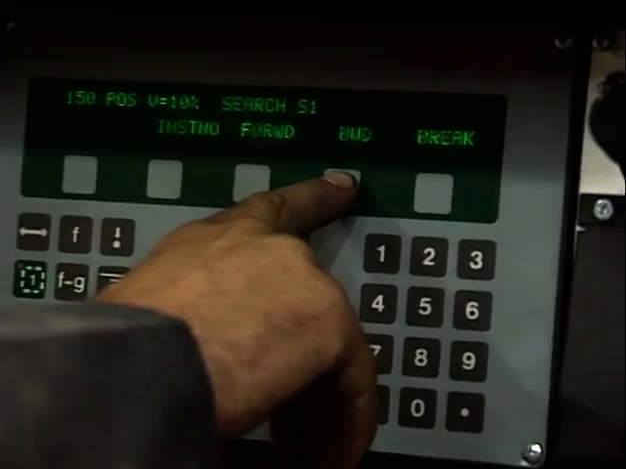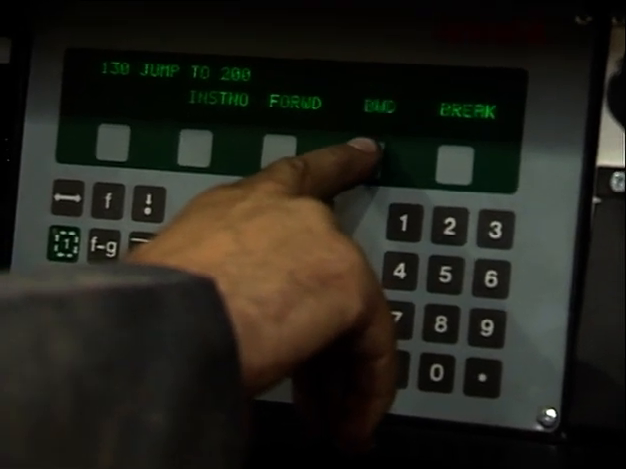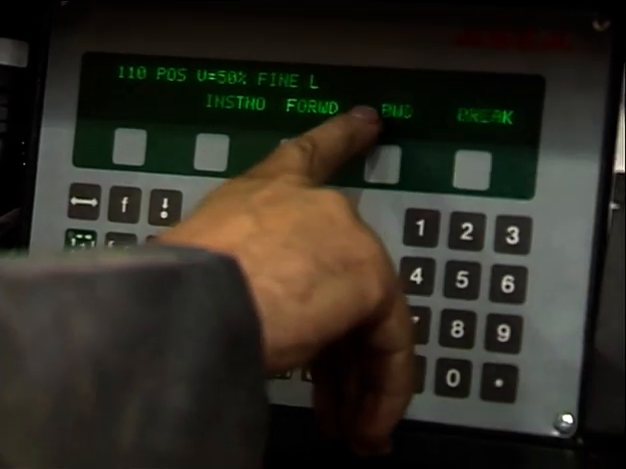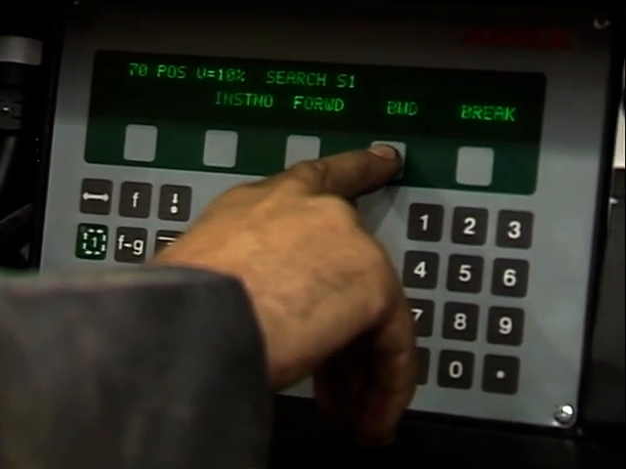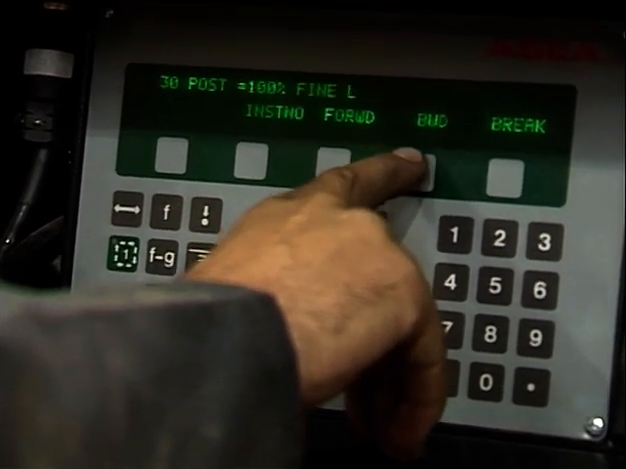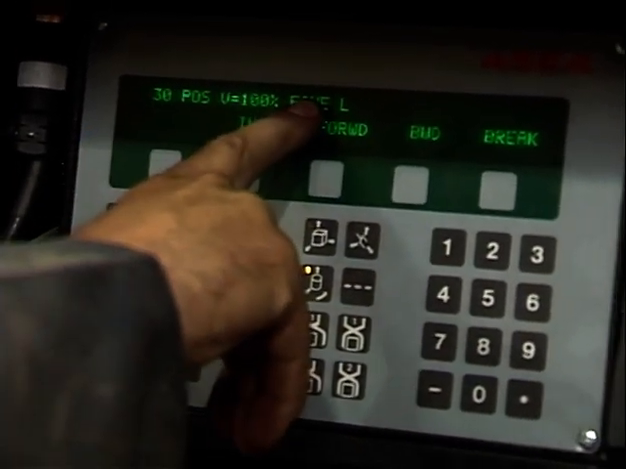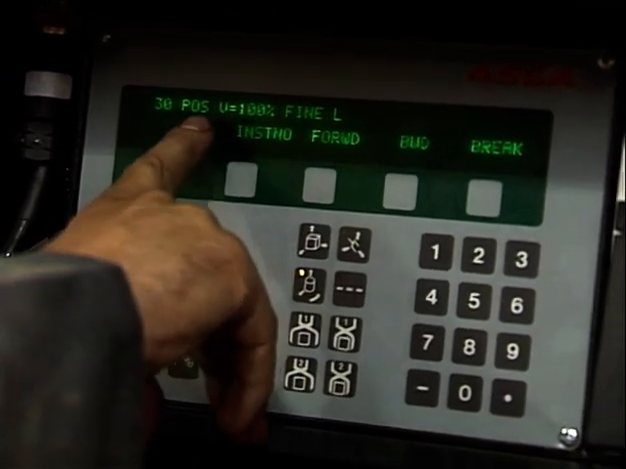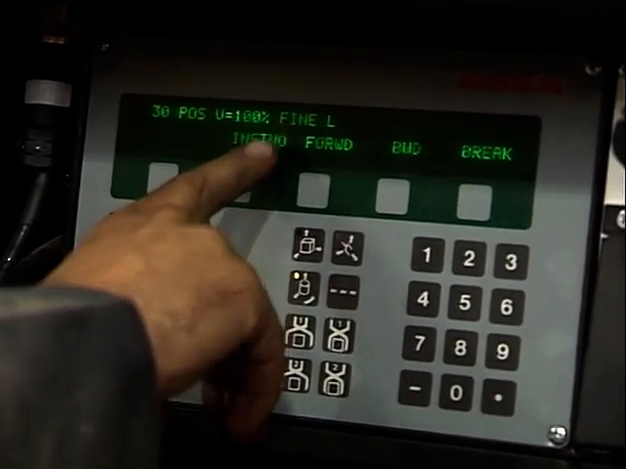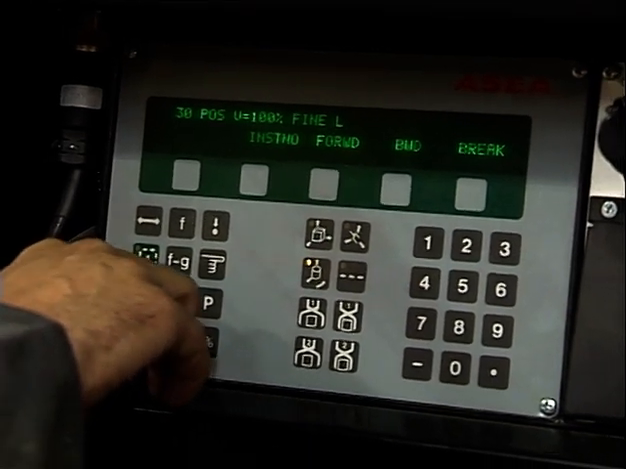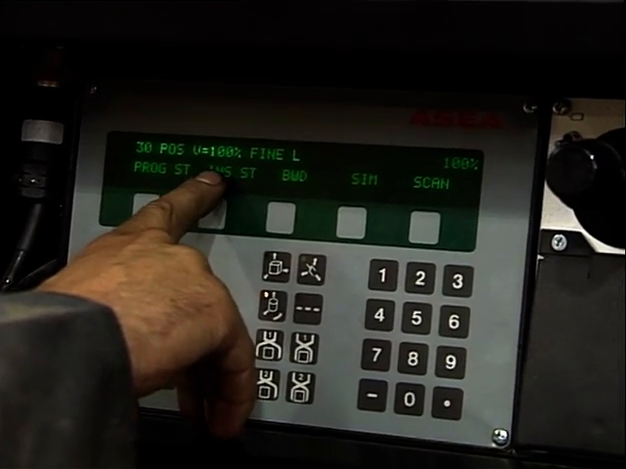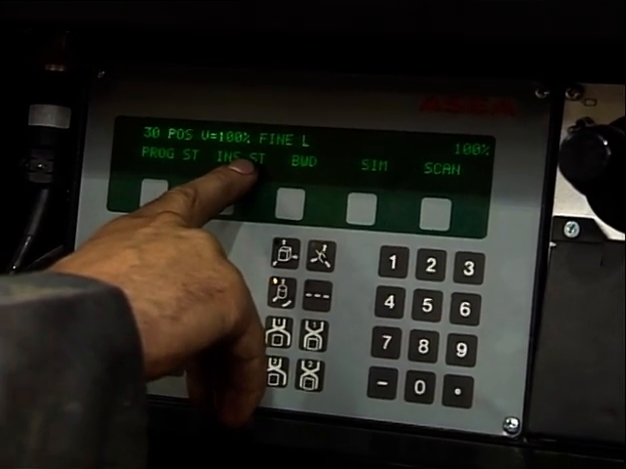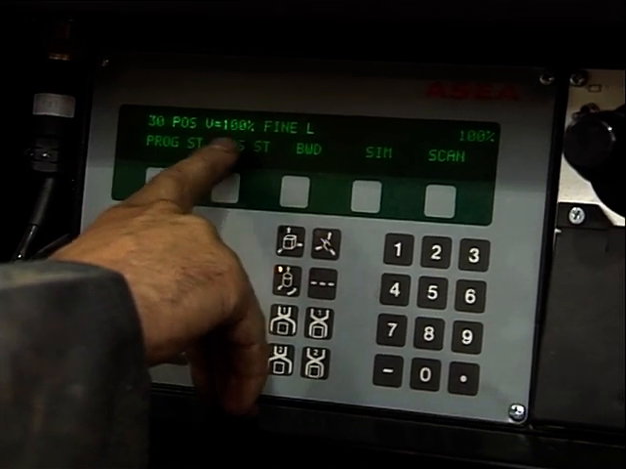We go back to instruction number 30 by pushing different times on the backward button until we have 30. So you see 30. We must start the robot only in this step. Therefore, you push on the 1 button and pay attention. You push on the instruction start. That means that he will execute one step and not the whole program.